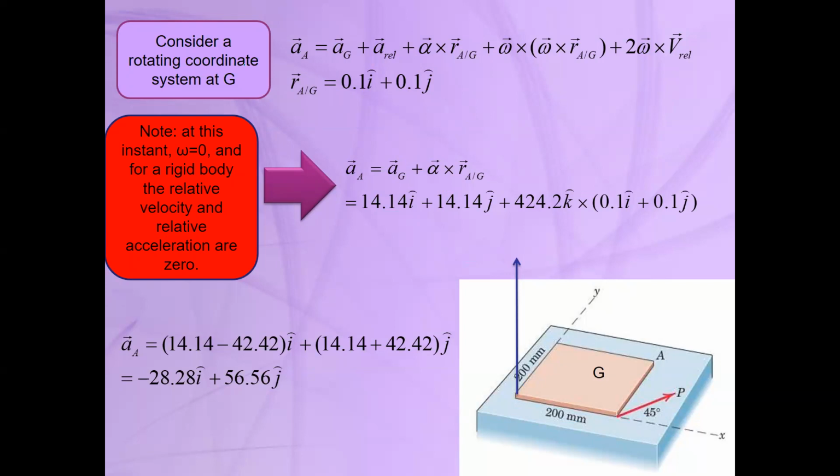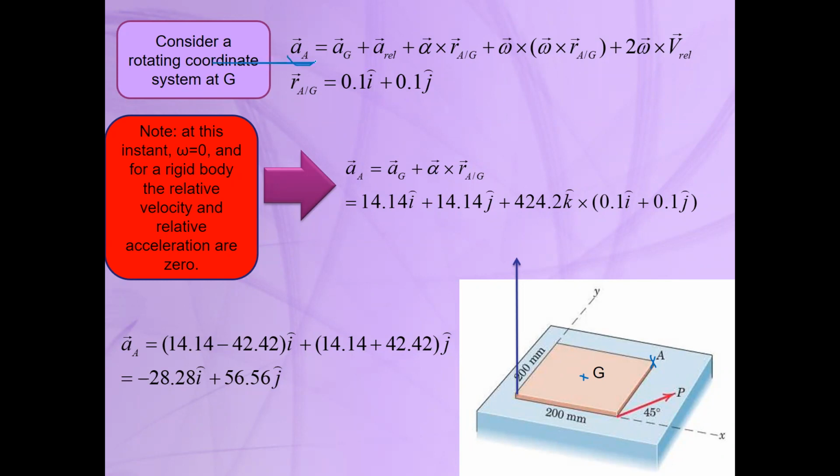So as I told you, the next step, we need to obtain the acceleration for point A here, this point. So we can consider a rotating coordinate system at point G or a relative coordinate system at point G. If we assume here at the mass center, we assume a relative coordinate system, we can write the acceleration of point A with respect to the acceleration of point G.